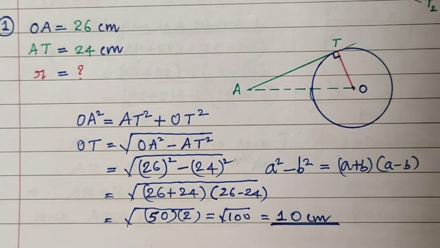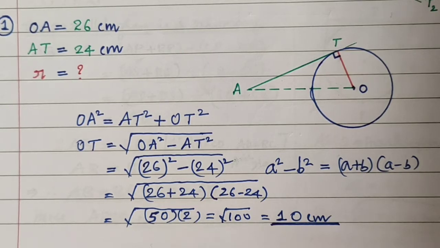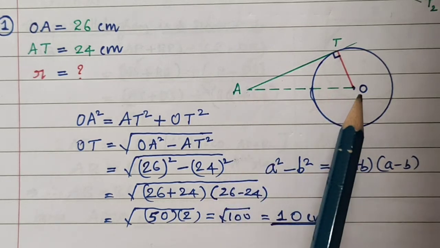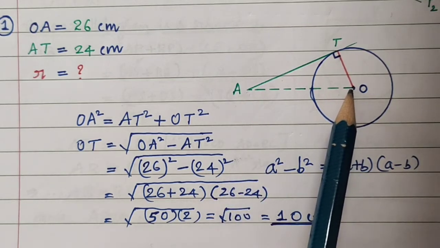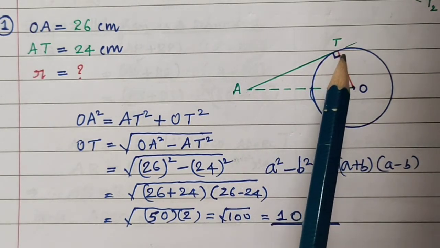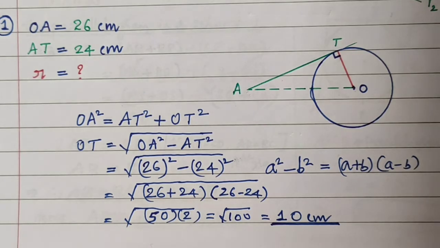A point A is 26 centimeters away from the center of the circle, and the length of the tangent drawn from A to the circle is 24 centimeters. Find the radius of the circle. This is the point A. The distance between the point and the center of the circle is 26 centimeters and the length of the tangent is 24 centimeters. We need to find out the radius of the circle.